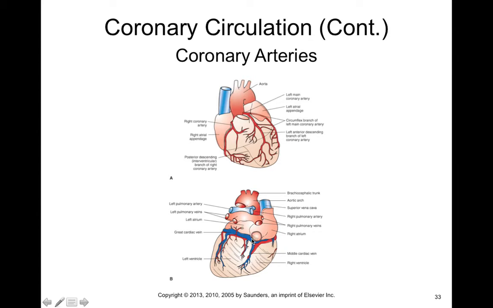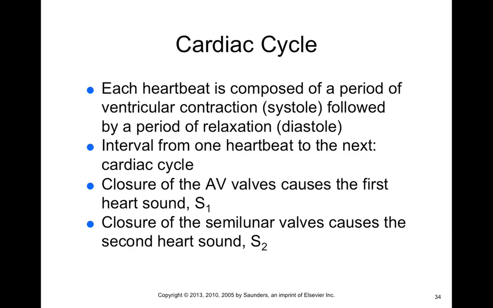Now, the coronary sinus is basically a sinus of blood, so it's a large chamber that can fill up with venous blood. And this coronary sinus will actually drain blood back into the right atrium, where it's delivered back into the pulmonary circulation, and the whole cycle can repeat again.